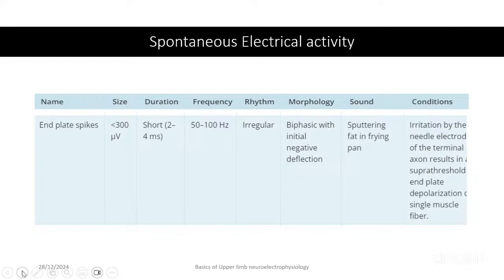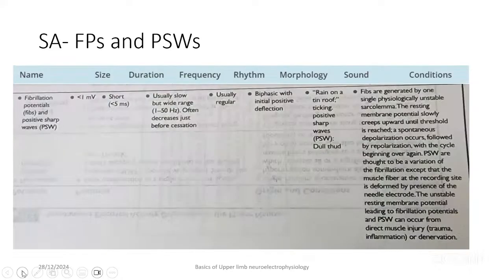It is irritation by the needle electrode to the terminal axon, which results in the suprathreshold end plate depolarization of a single muscle fiber. Now the fibrillation potentials and positive sharp waves.